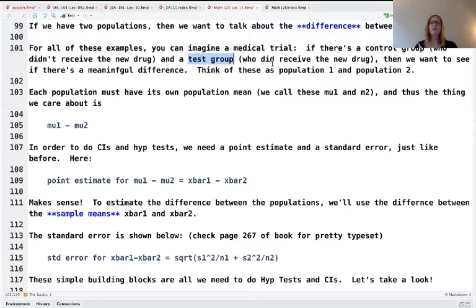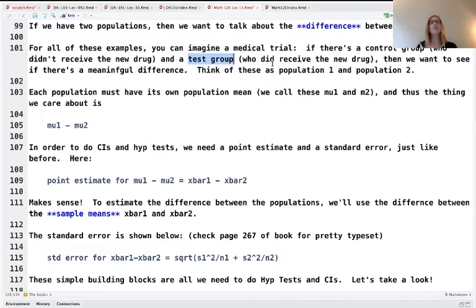Of course, this technique doesn't have to be used in a medical trial. I just think that's an easy example to think about in your head, because when they do medical trials, these hypothesis tests that we're talking about right now, this is actually how they make decisions about those.